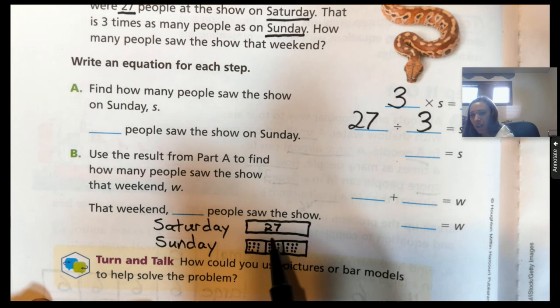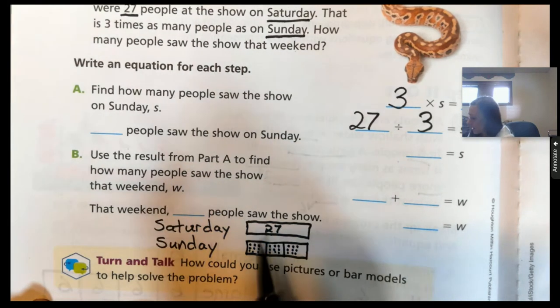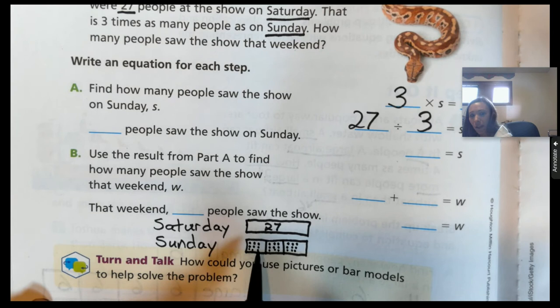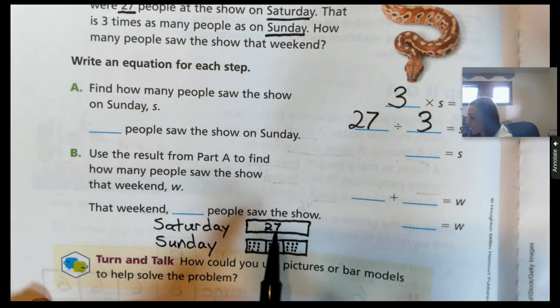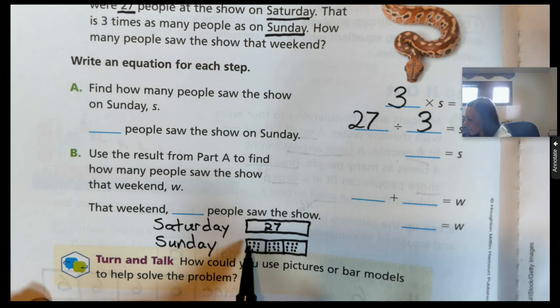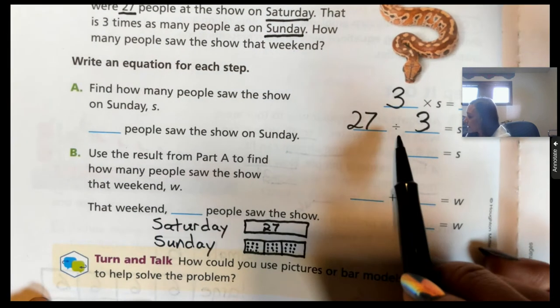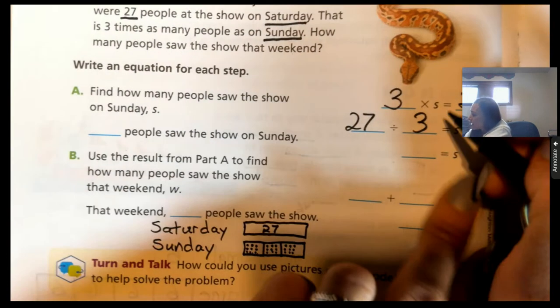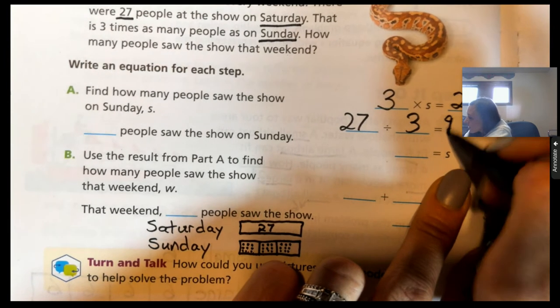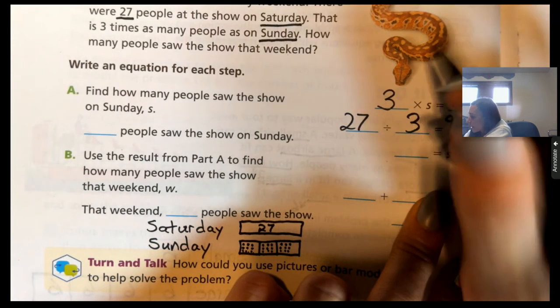Now I will know how many people went on Sunday, because remember, 3 times as many people went on Saturday. So I just divided it up by 3, and I see that I have 1, 2, 3, 4, 5, 6, 7, 8, 9 in my group to show how many went on Sunday. So 27 divided by 3 is 9, or 3 times 9 makes 27.